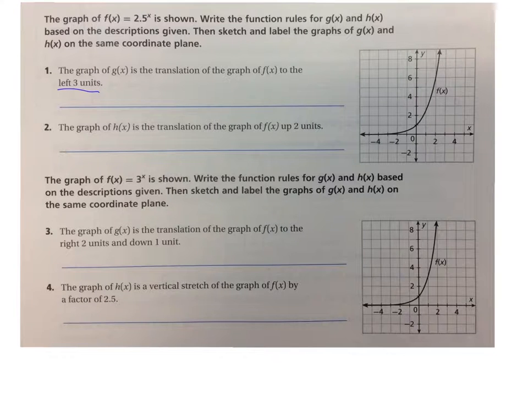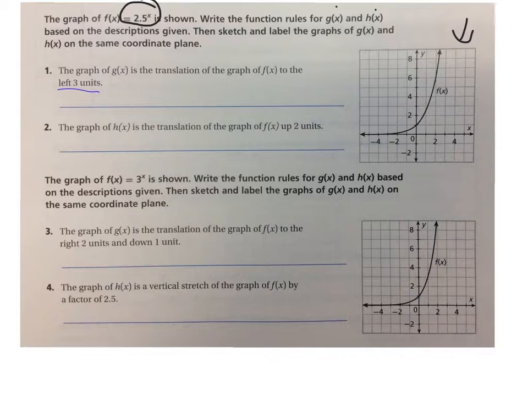Okay, on this first one, notice we're using the graph 2.5 to the power of x. All right, that's this graph right here. It says write the function rules for g of x and h of x based on the descriptions. Then sketch and label the graphs of g of x and h of x on the same coordinate plane.